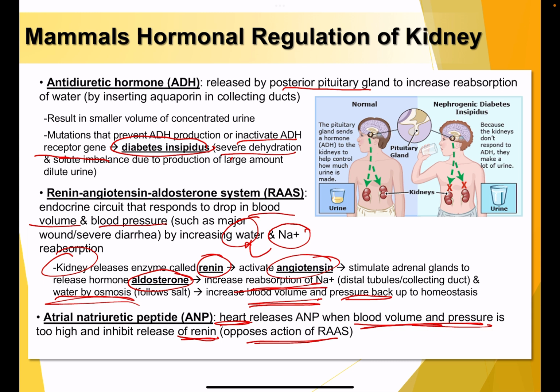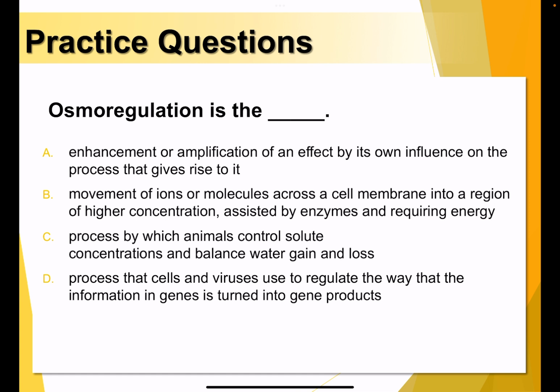Don't reabsorb water. Don't reabsorb salt. Let all that water then drain out of the body. That's what ANP is. And that's what you have to do when you have too high of a blood volume: let some of that water go. And that's all I have for you for chapter 44 on osmoregulation and excretion.